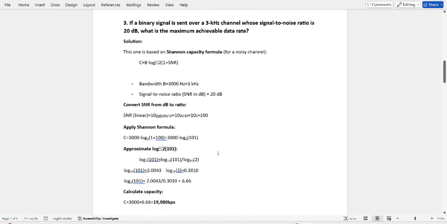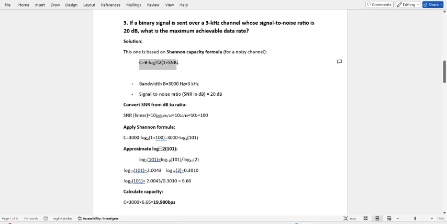Third question: if a binary signal is sent over a 3 gigahertz channel whose signal to noise ratio is 20 dB, what is the maximum achievable data rate? This is our process, based on the Shannon capacity formula.